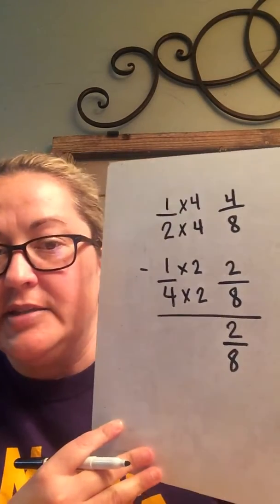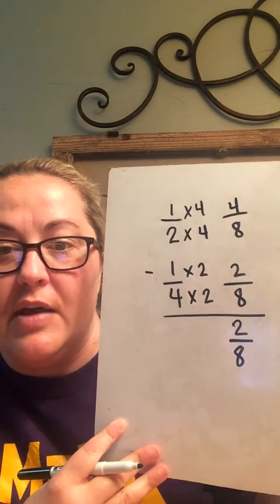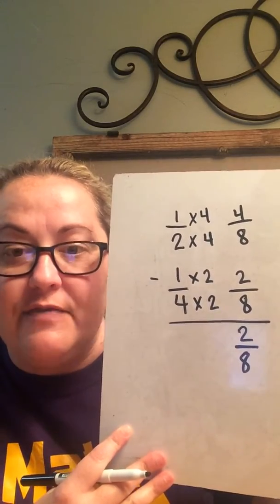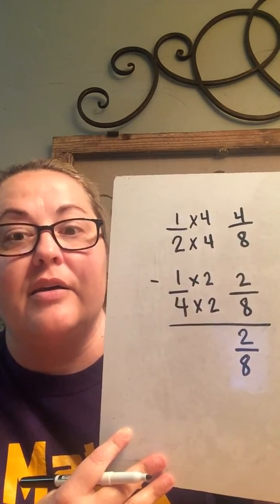Then I'm going to ask my kids, are we done? Do they have anything in common? Can we break them into any kind of groups? And they're going to see immediately that they're even. And if they're even, that means that they can be divided by 2.